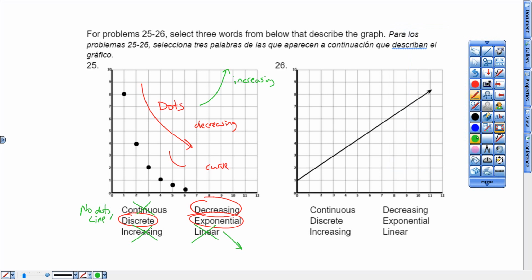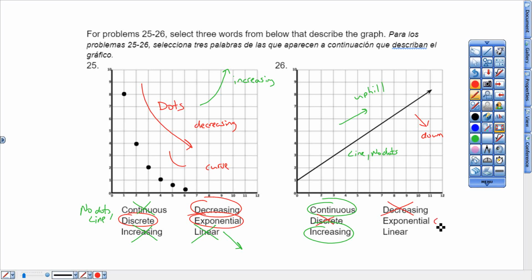All right, look at this guy. Continuous, yes. There's a line drawn through the dots, no dots. Dots would be discrete. Increasing, yes, this is going uphill. Decreasing is when it's going downhill, so that would not be decreasing.